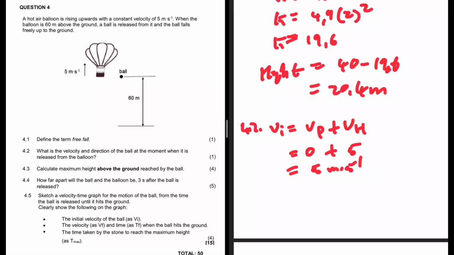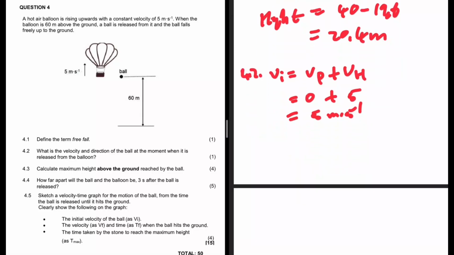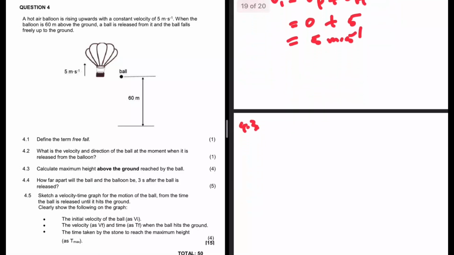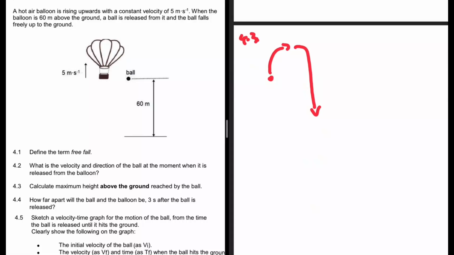Okay, and then 4.3, calculate the maximum height above the ground reached by the ball. Seems quite straightforward. So it has an initial velocity of 5 meters per second. So it will go up first, reach a maximum height, and then it's going to start going down. So we want to calculate the maximum height. What do we have? We have the initial velocity, we have the final velocity, which is 0 at maximum height.